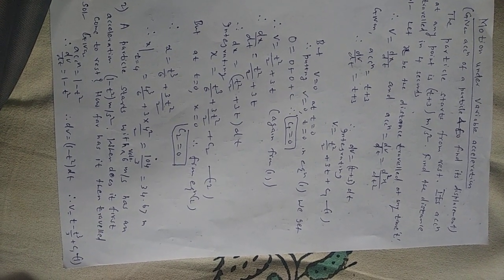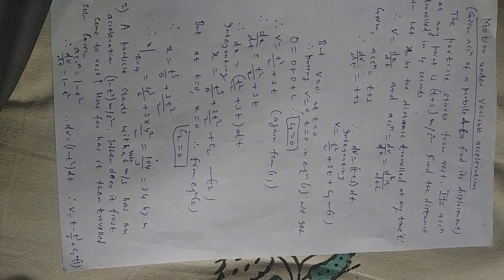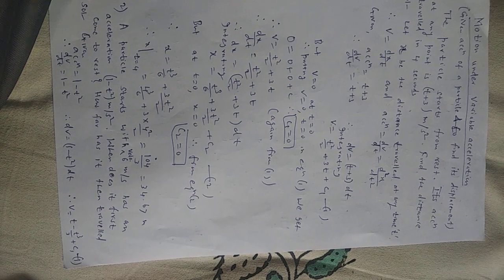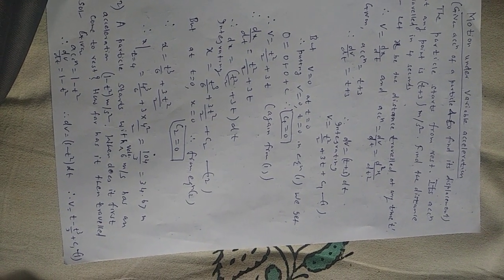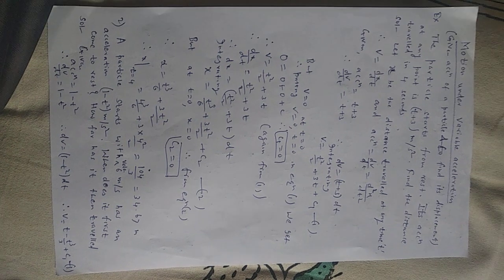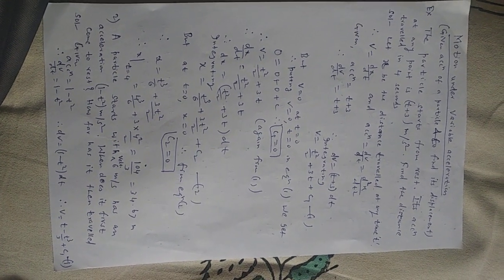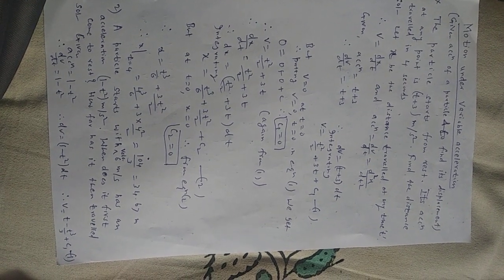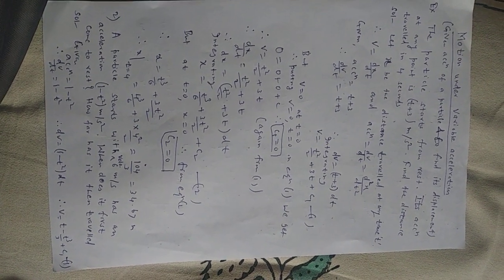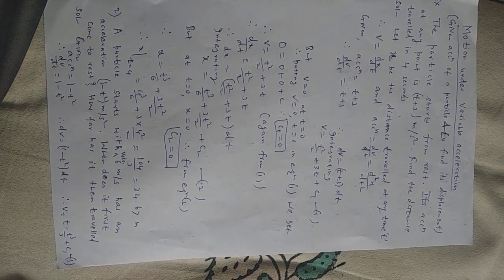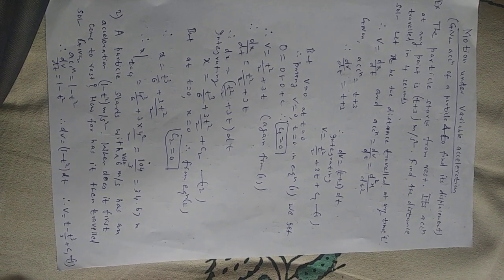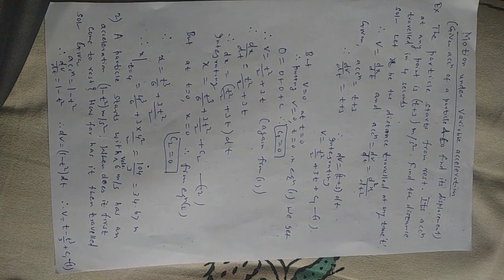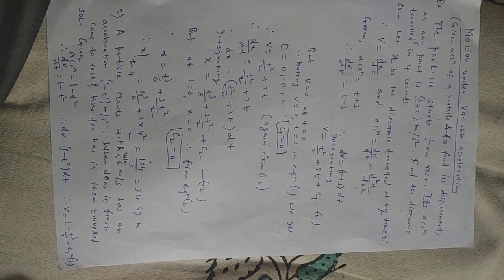Now, the second application is motion under variable acceleration. It means that given the acceleration of a particle, from that we have to find its displacement at a particular time. So we will see the examples on motion under variable acceleration. The first example: the particle starts from rest. Its acceleration at any point is t plus 3 meter per second square. Find the distance traveled in 4 seconds.